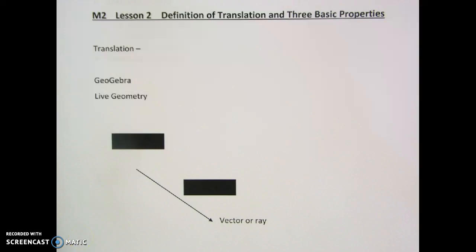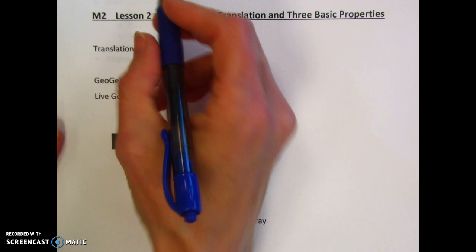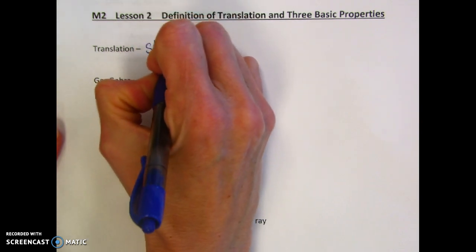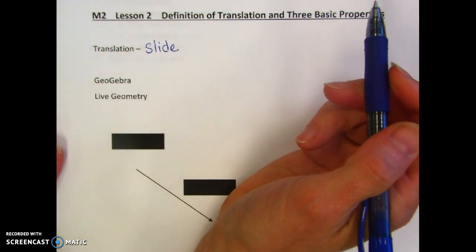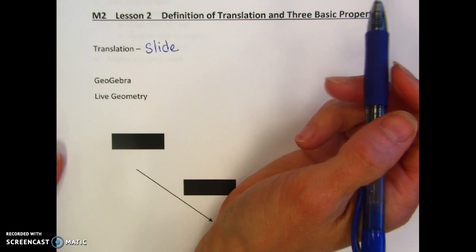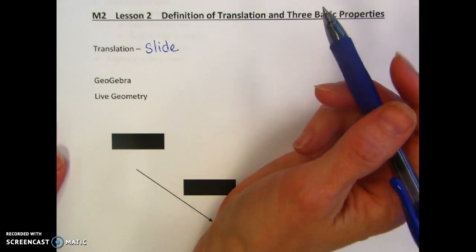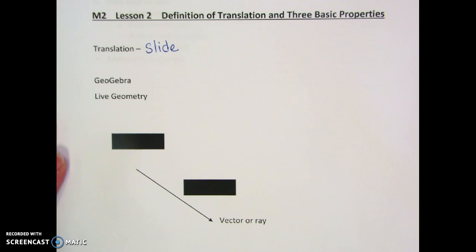Module 2, Lesson 2, Definition of Translation and 3 Basic Properties. Translation is when we take an object and we slide it. Now we can slide things vertically, horizontally, diagonally. We can slide them on a coordinate plane, or we can slide them along a translation vector array.